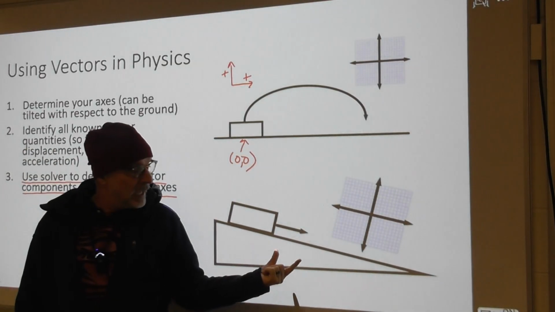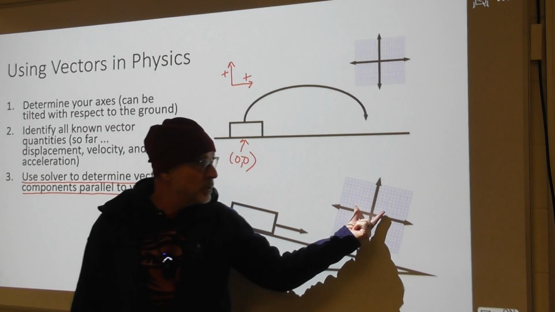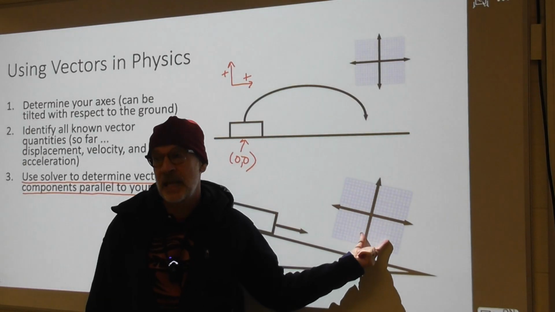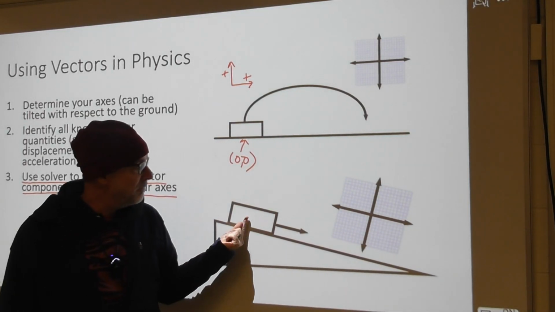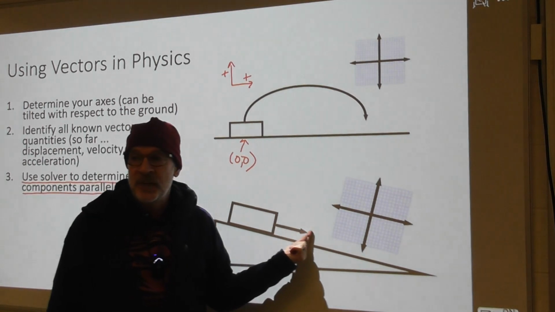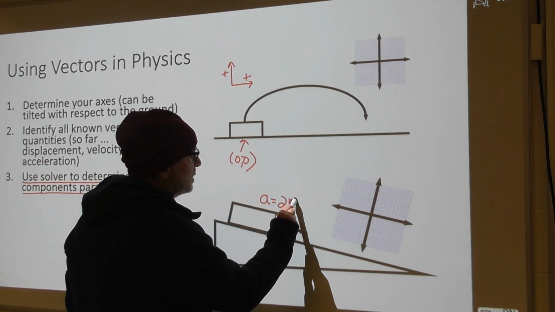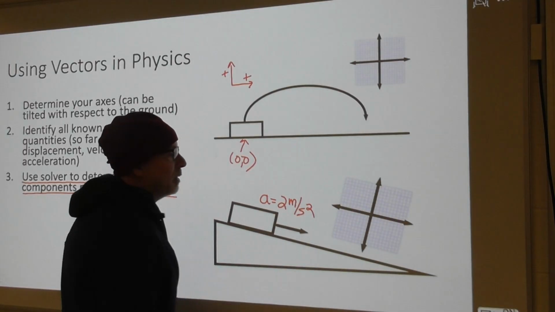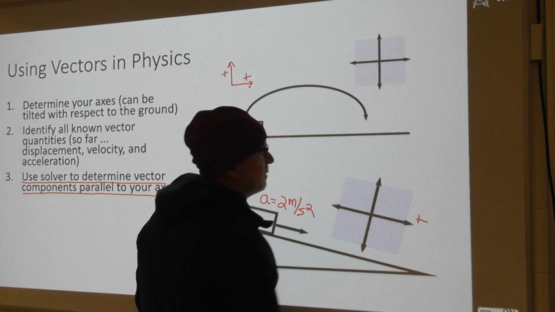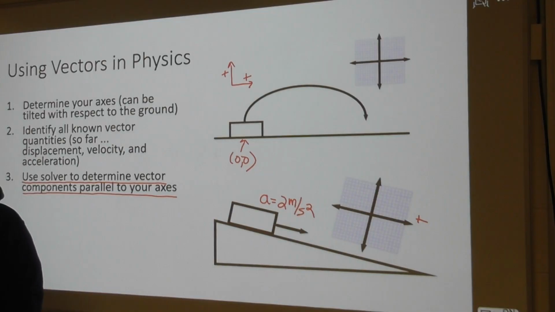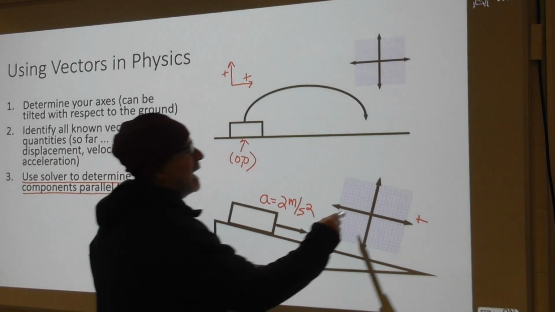When we start looking at motion that uses a tilted reference frame, it's the same thing. If we have a block that's accelerating down a ramp at 2 meters per second squared, and we decide that's our positive direction, then we may need to find some other quantities that are at angles to those.